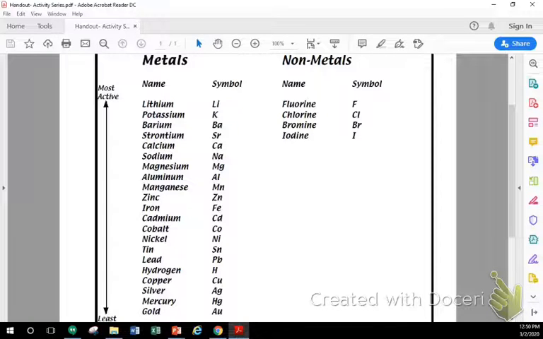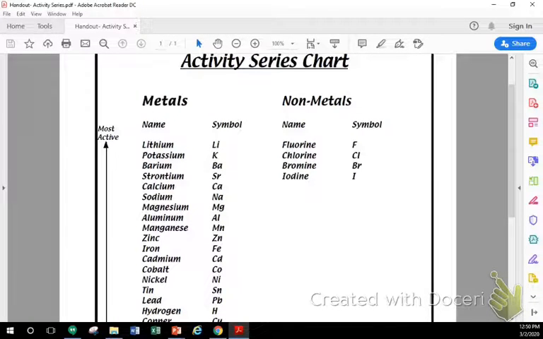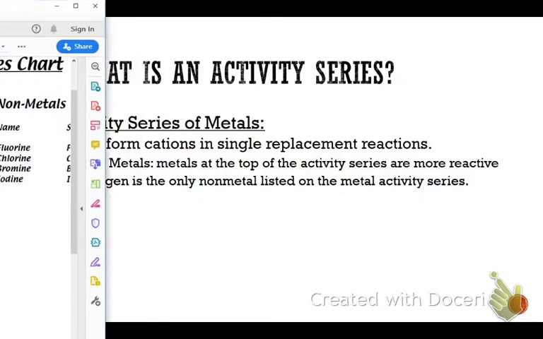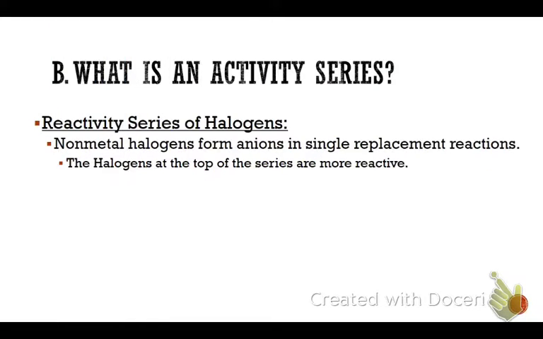While I'm on this screen, you can see the right-hand side is a listing of the nonmetals. Same idea: fluorine is at the top of the list, so it's the most reactive, followed by iodine being the least reactive. Like I said, halogens are those nonmetals that we have on the right-hand side of that activity series, and again, it's listed from increasing to decreasing reactivity.